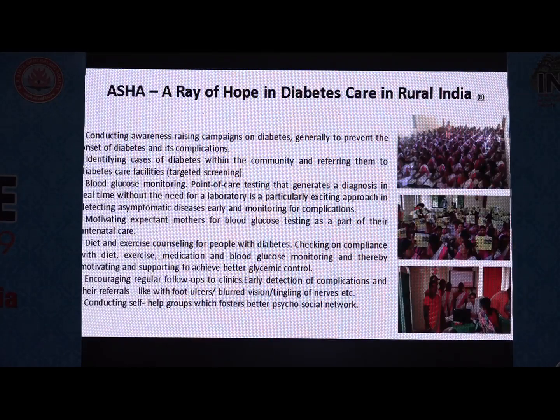Basically, we can say that ASHA is a ray of hope in diabetic care in rural India, because ASHAs can help in conducting awareness campaigns on diabetes to prevent the onset of diabetes and complications, identifying cases of diabetes within the community and referring them to diabetic care facilities, blood glucose monitoring, motivating expectant mothers for blood glucose testing, diet and exercise counseling for people with diabetes, encouraging regular follow-up at the clinic, early detection of complications, and their referral.